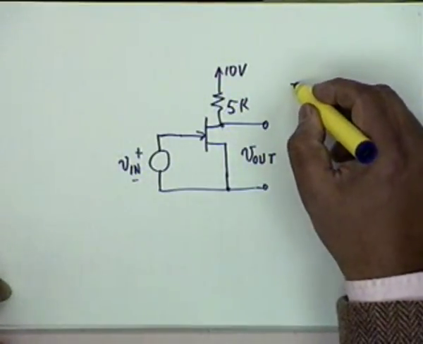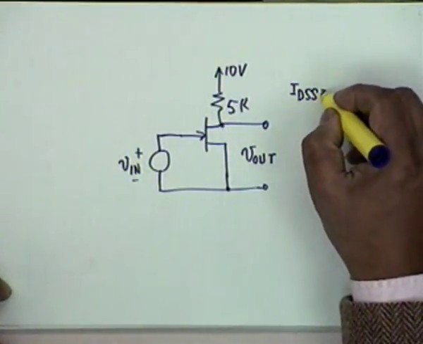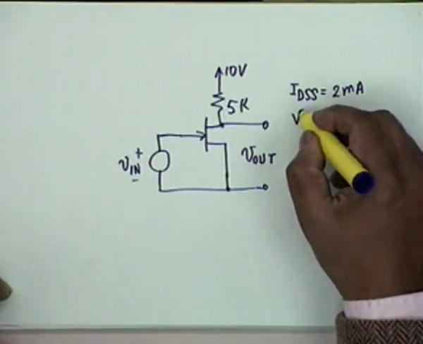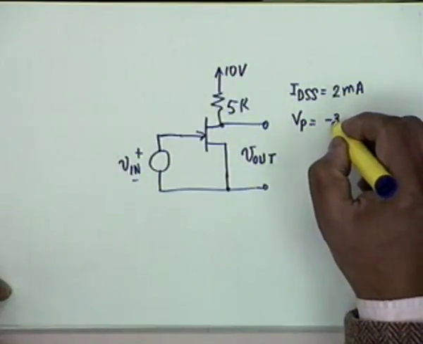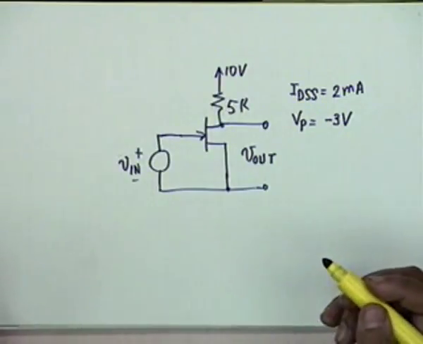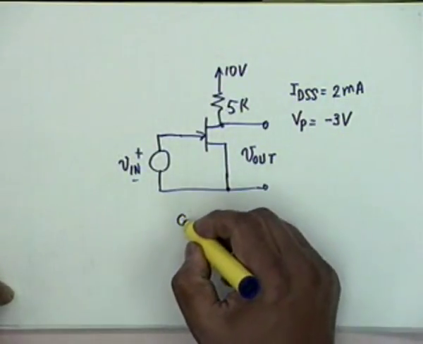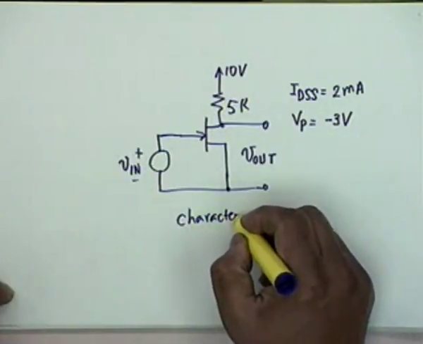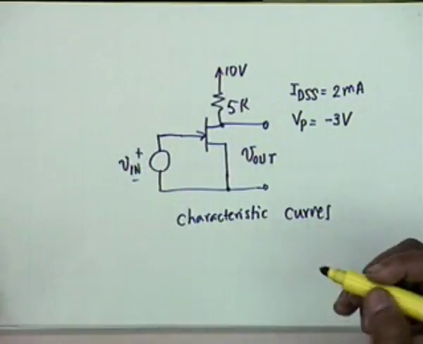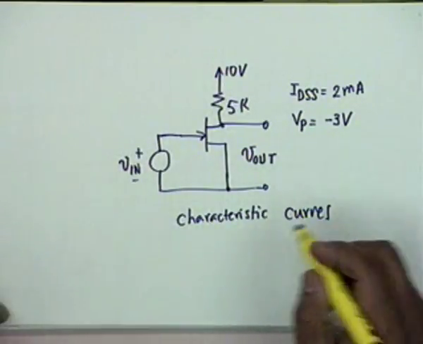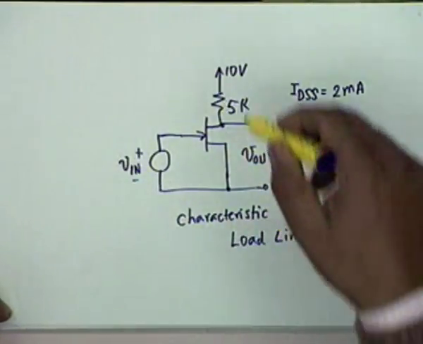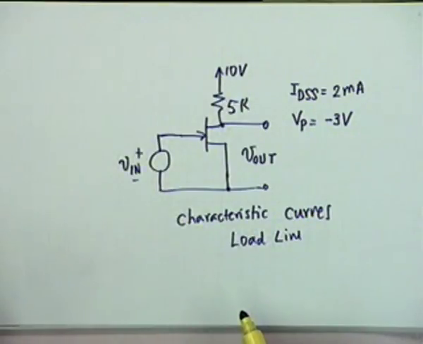It is given that the JFET has IDSS, the drain saturation current, as 2 milliampere. The pinch off voltage is minus 3 volt, and what you are asked for is to sketch a set of characteristic curves. And I will tell you systematically how to do it, and on these plot a load line. The load is given, power supply is given, so the load line can also be drawn.